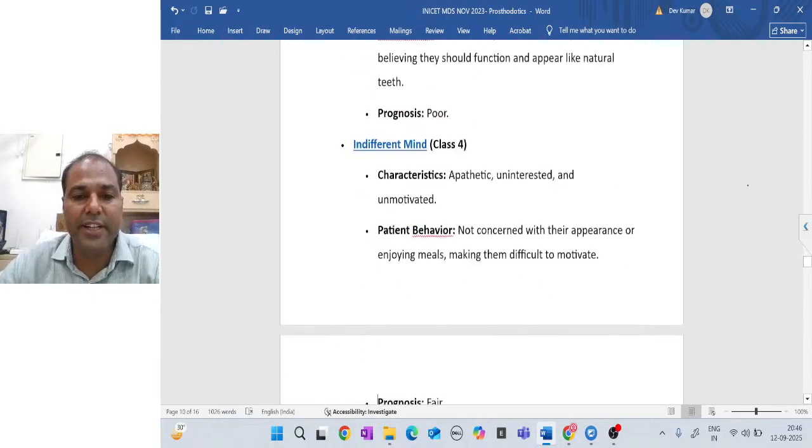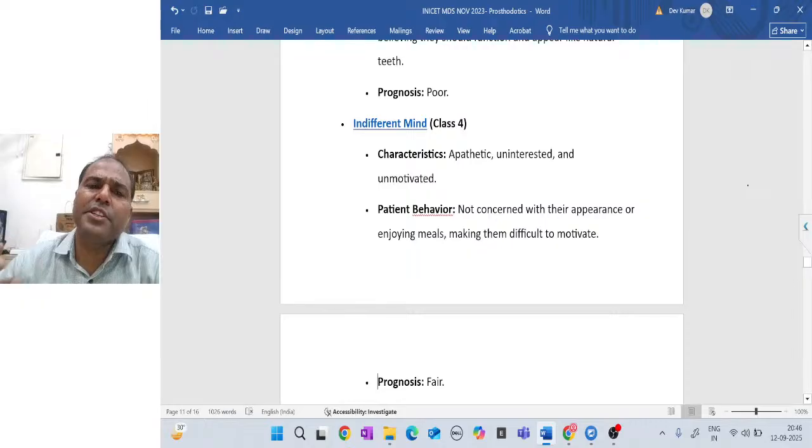Then we have indifferent. That means indifferent patients are highly uninterested, they are apathetic, unmotivated.